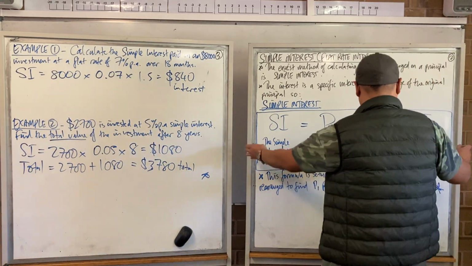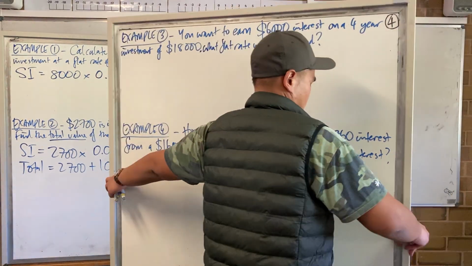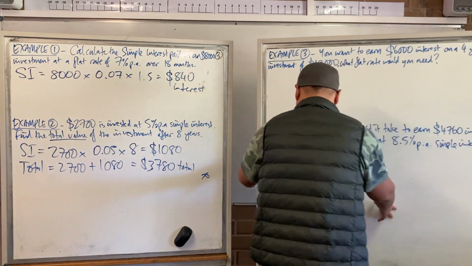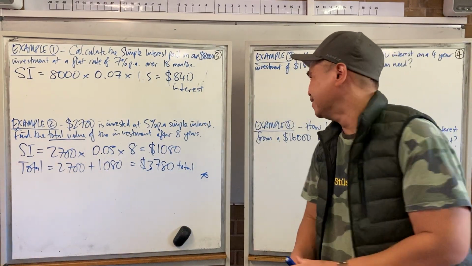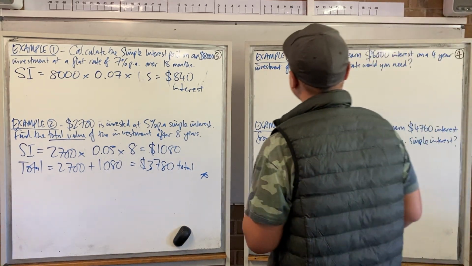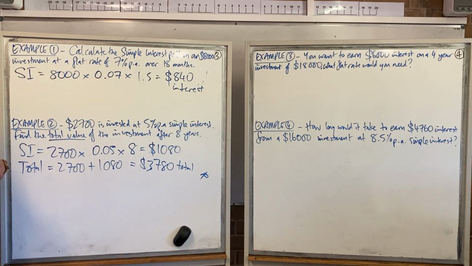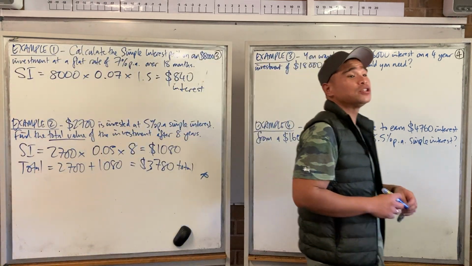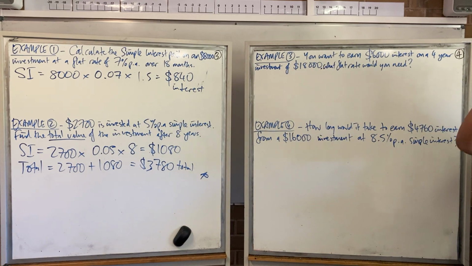Alright, last 2. Just to show you how you deal with rearranging. You want to earn $6,000 interest on a 4-year investment of 18 grand. What flat rate would you need? I have not given you a formula that finds the rate. I've given you a formula that finds the simple interest. Plug the numbers that you know in and then rearrange after.